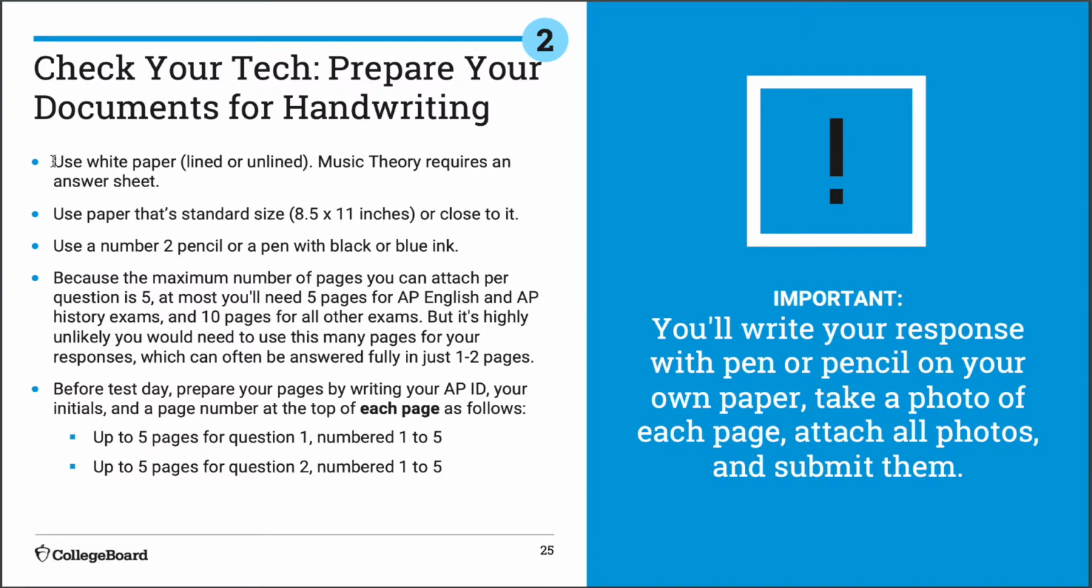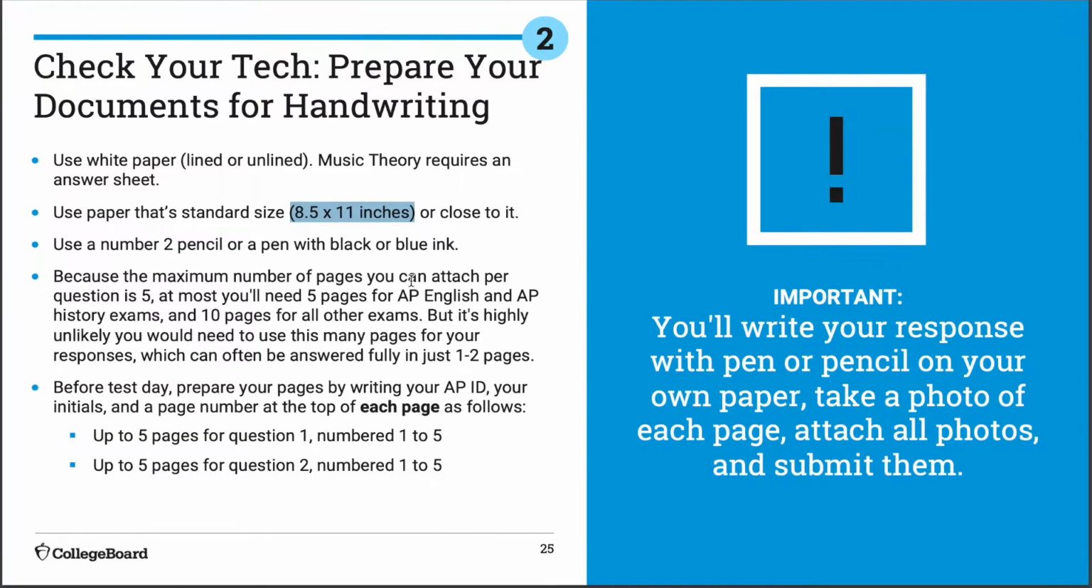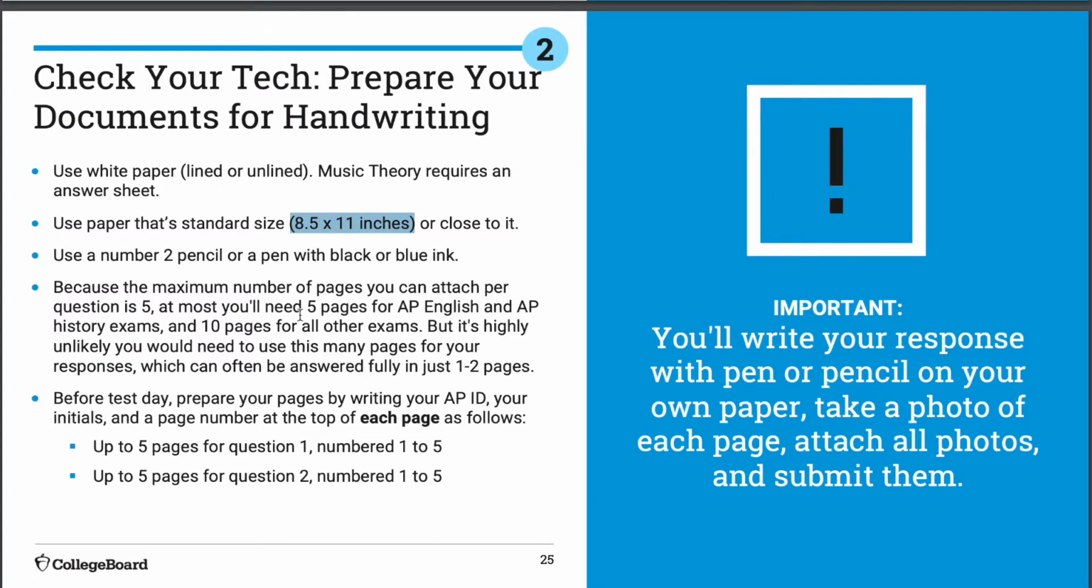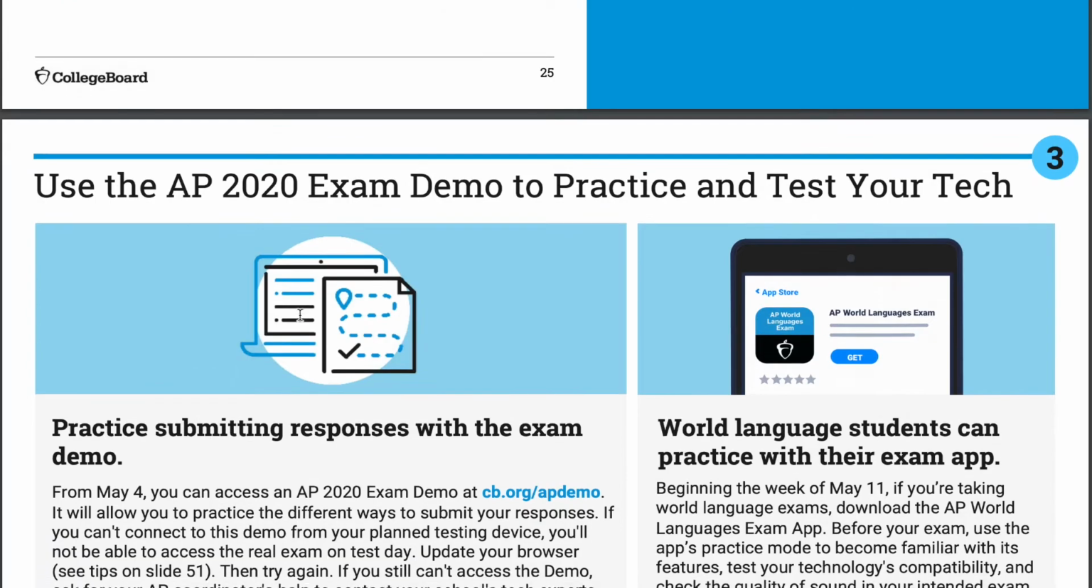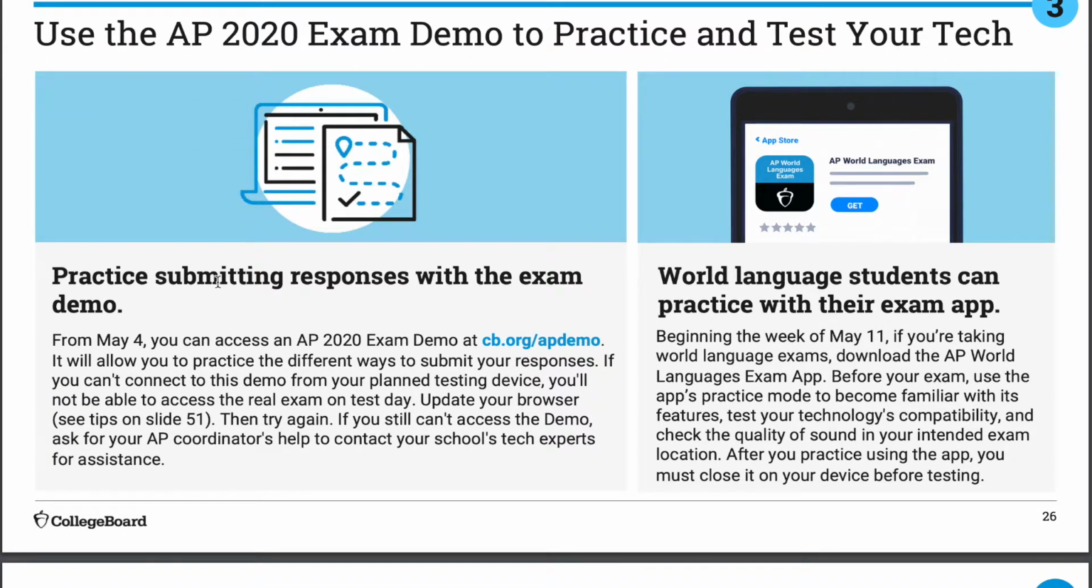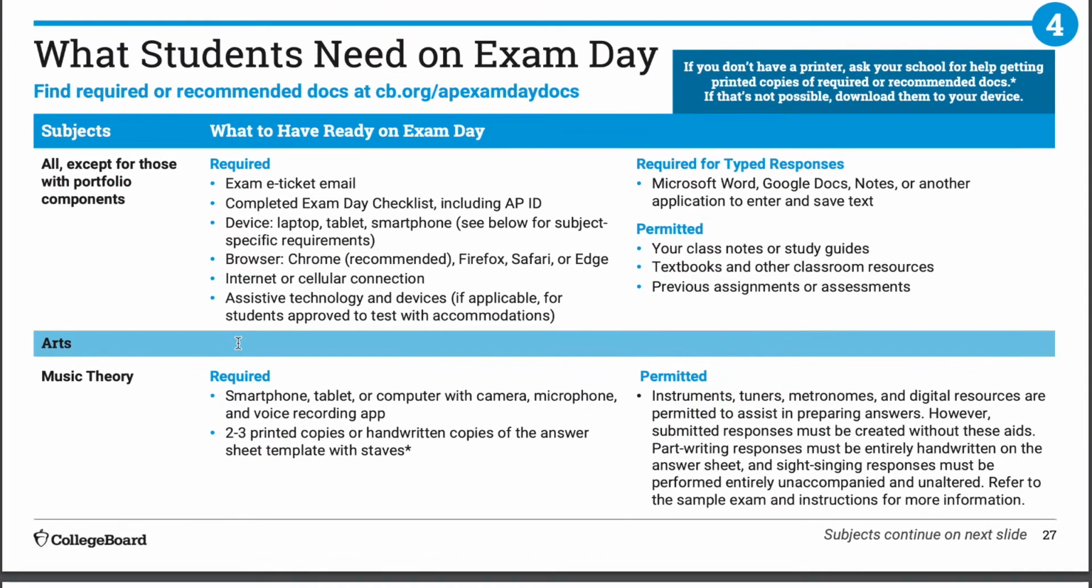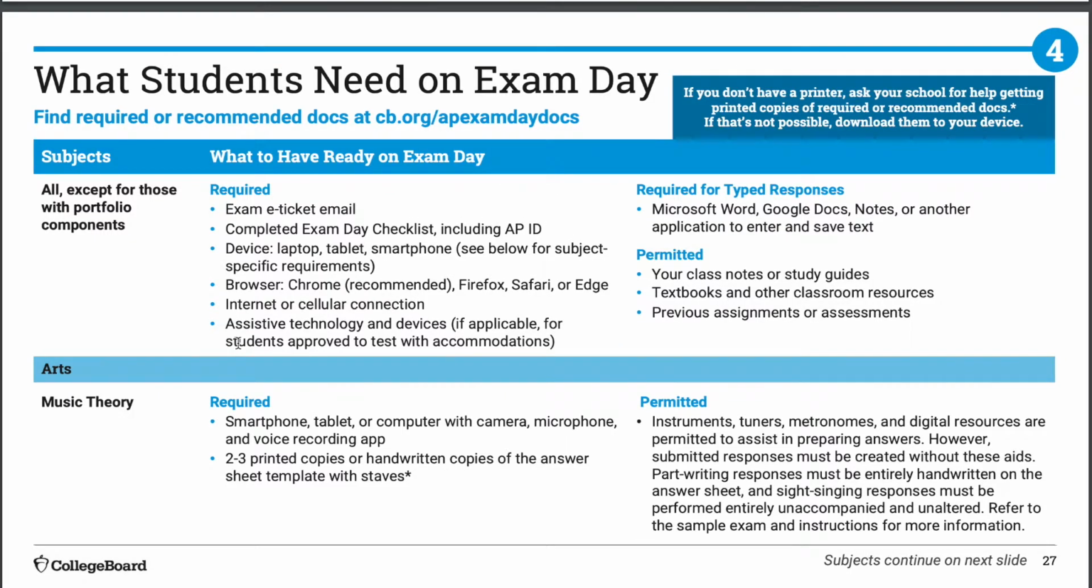If you're handwriting, they say use white paper. It has to be 8.5 by 11, number 2 pencil or pen. Really, if you're handwriting, just make sure it's clearly written and that your picture is not blurry, so when you submit it, the reader can clearly read exactly what you're writing. Again, practice, we'll talk about the demo once that drops, but we'll get there, so don't worry about that quite yet. Now, what do students need on exam day?